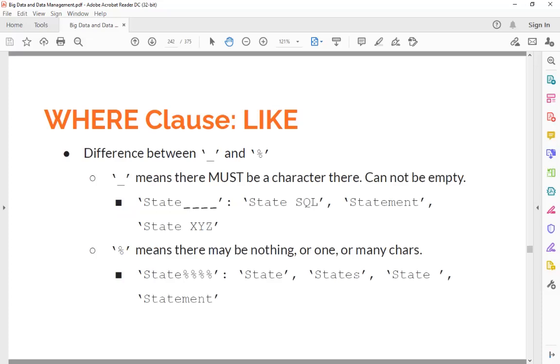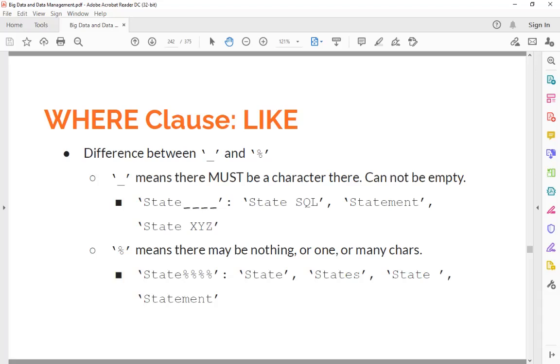Well, let's check the difference between underscore and the percent. Underscore means there must be a character that cannot be empty. If I have 4 underscores there, like what we just see, state, then I have to have 4 characters matching this. I can have state underscore, state space equal. I can have statement. I can have state space XYZ, but I cannot have states. I cannot have STATE NY, state NY, state New Jersey. That doesn't work because it requires 4 characters here.